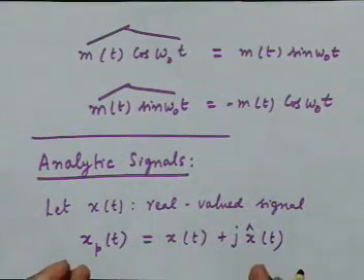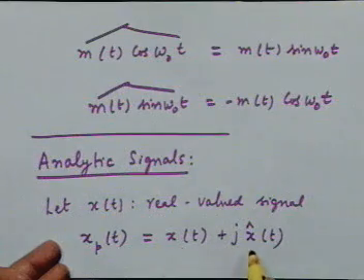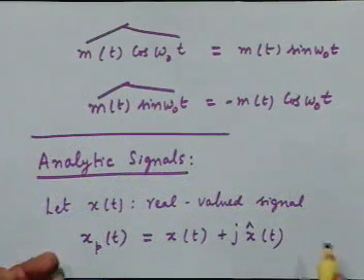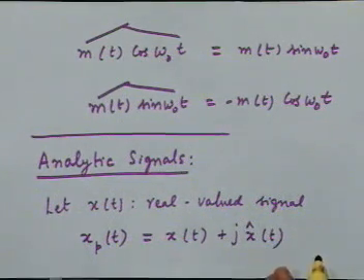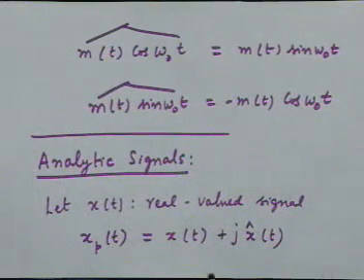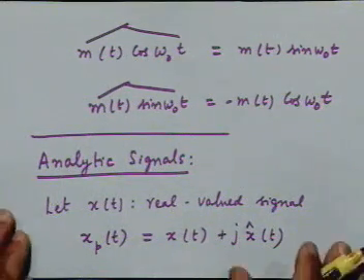You can now see that your complex exponential is a special case of this representation, isn't it? If this is cosine omega naught t, this becomes j sine omega naught t, which is e to the power j omega naught t. So that becomes a special case of this, right? And this is a more general form of that analytic representation, right? We'll try to get used to this and try to develop a feel for this representation as to what it can do for us.